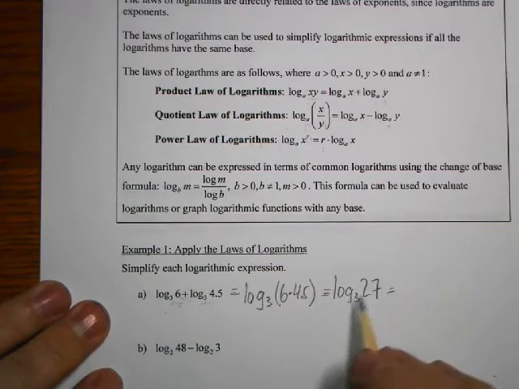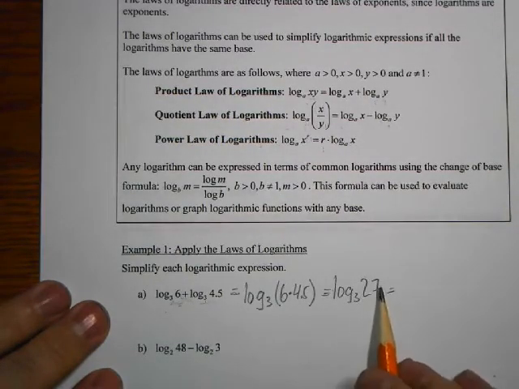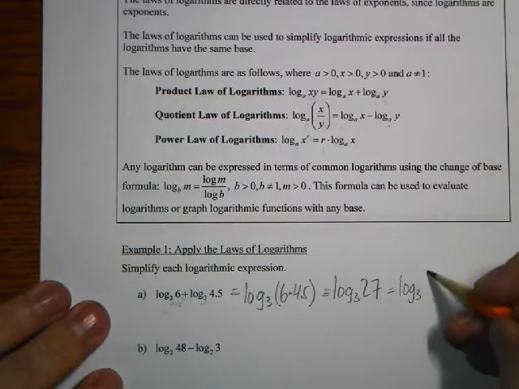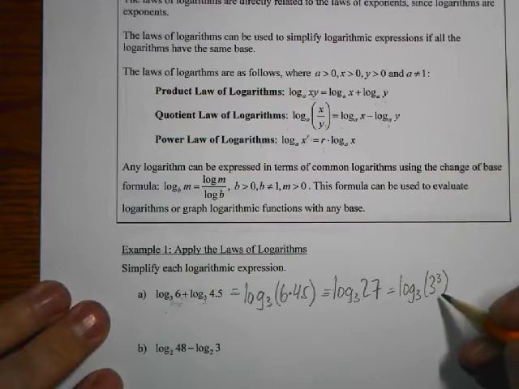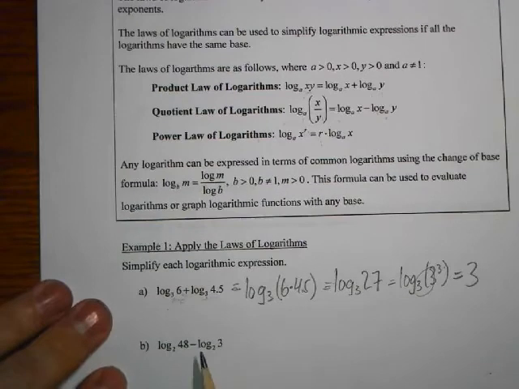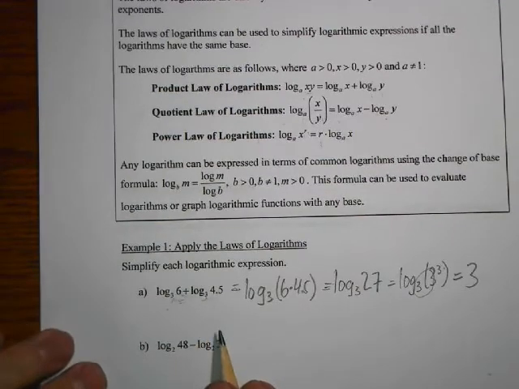And I'm sure a lot of you know this is going to be 3. Just to show you why it is, log base 3 of 3 cubed. So these bases are the same, so the answer is the exponent. Okay, so that's an example of using the product law.